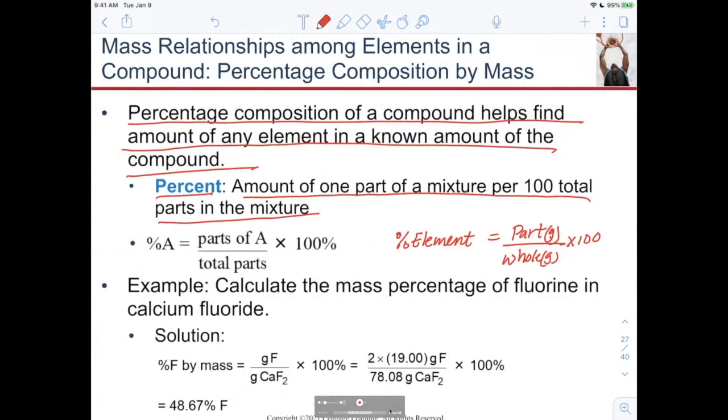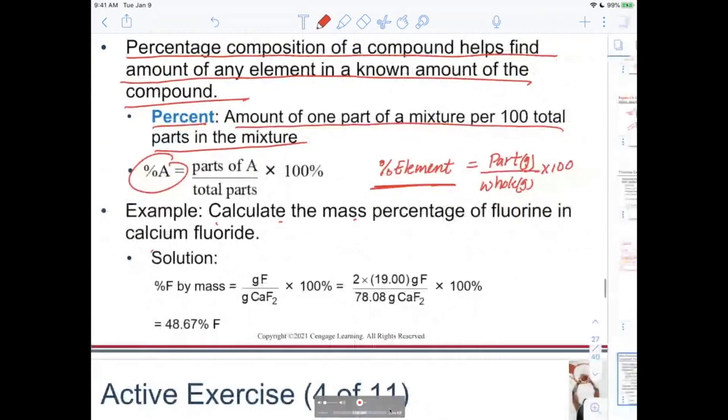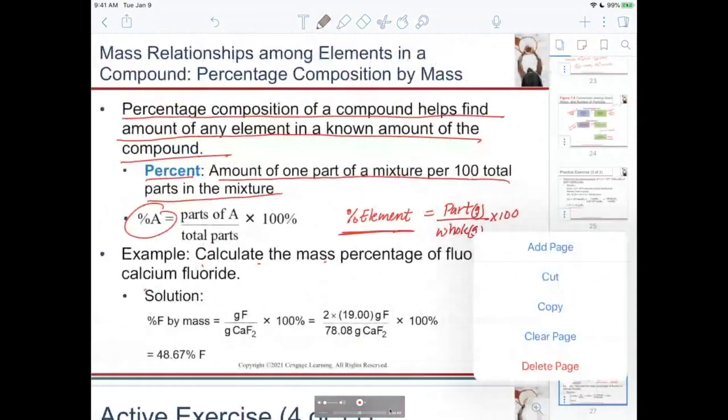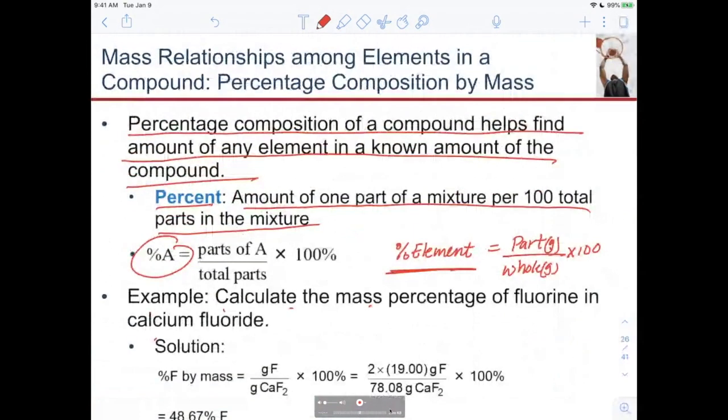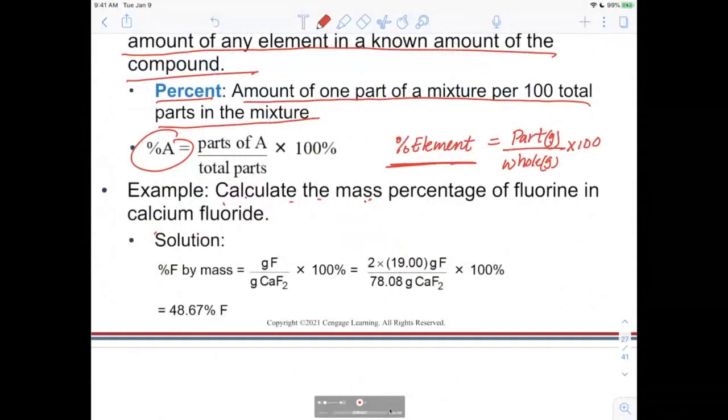So example, because this is what you're responsible for, percent of the element. Calculate the mass percent of fluoride in calcium fluoride. Okay, so let me bring in my page here. Add a page. So calculate the mass percentage of fluorine in calcium fluoride.